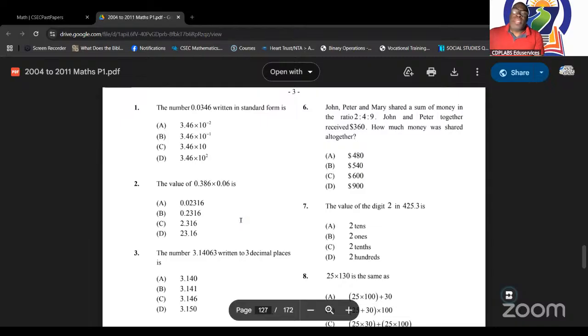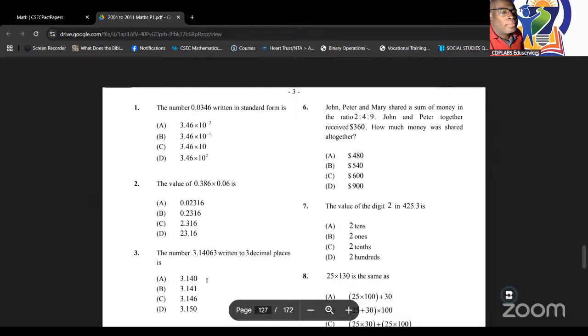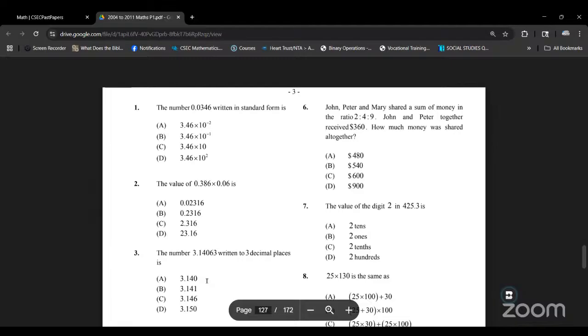Now, in number 3, could you read number 3 first, please? The number 3.14063 written to 3 decimal places is A, 3.140, B, 3.141, C, 3.146, D, 3.15. Okay, and what would this answer be equal to? B. Okay. B is correct, I believe.